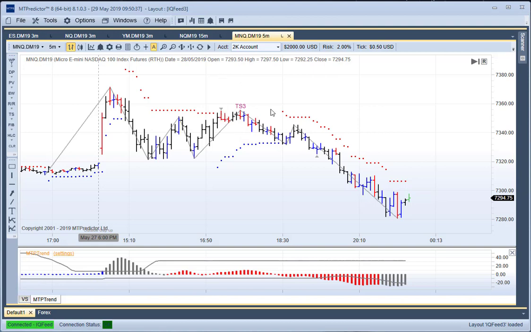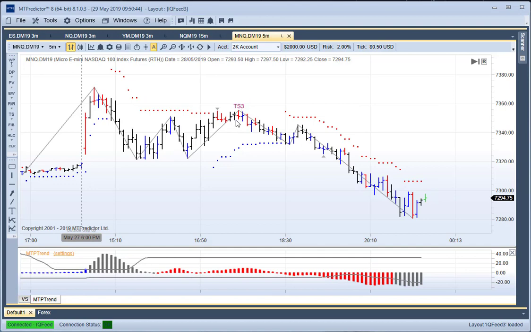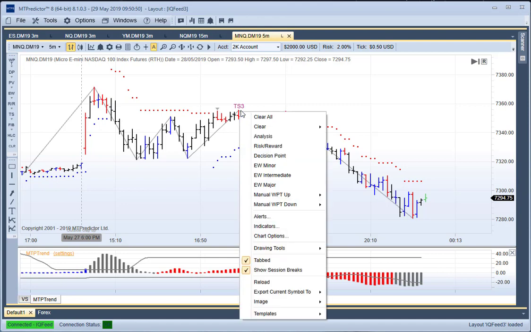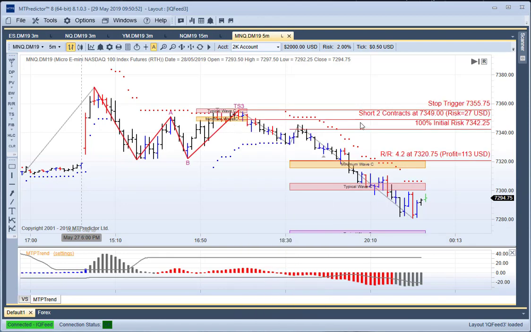But there was also a second attempt at it a bit later on, a few bars later. So where you had just stopped out on the 3-minute chart, it would have given you another sell setup there. Again, our MTP trend was red, so it looked like a perfectly valid sell setup. So let's again place our analysis on, and that would have given you this time short 2 contracts.